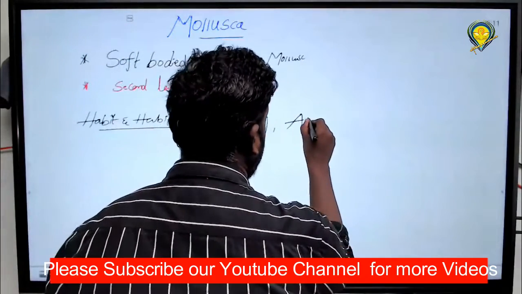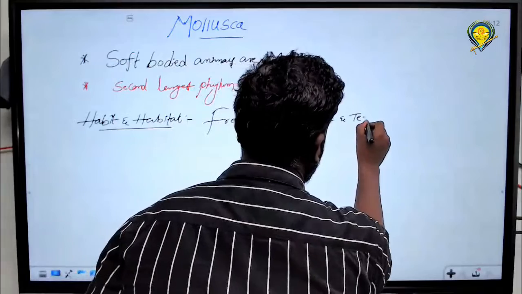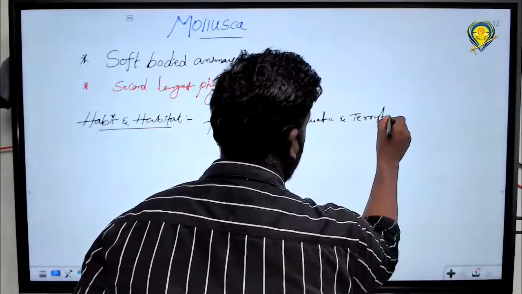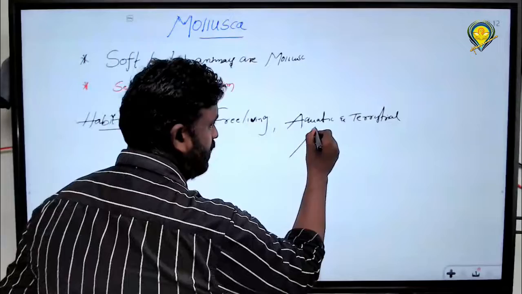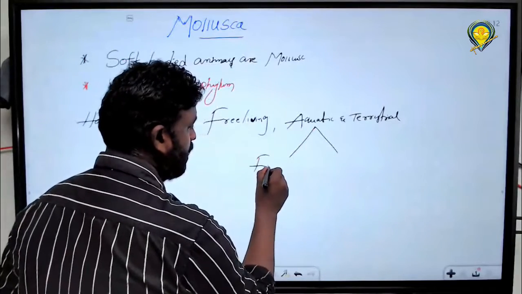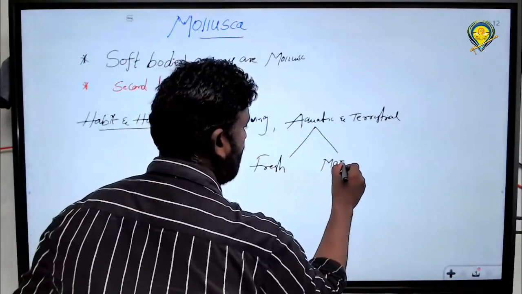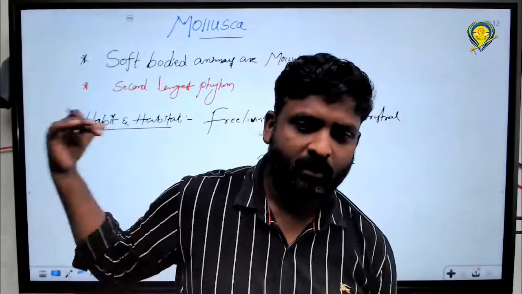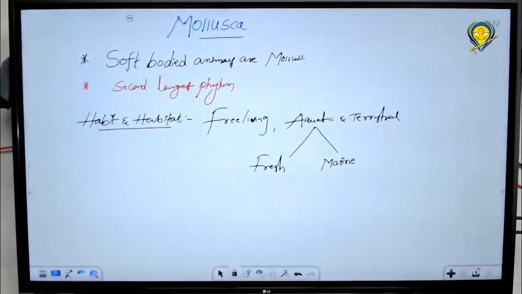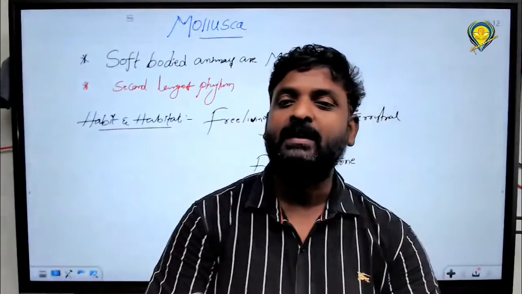Next, aquatic or terrestrial or both? Both aquatic and terrestrial animals. In aquatic, both what? Freshwater animals, and next, marine water animals. Both freshwater and marine water animals are there. Very good.